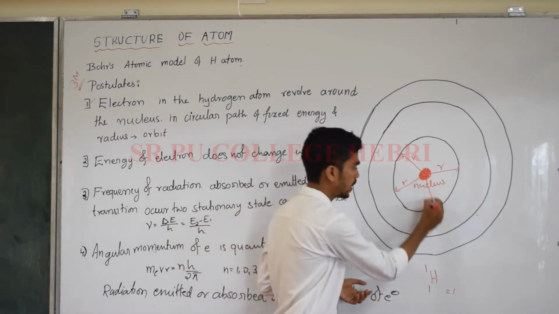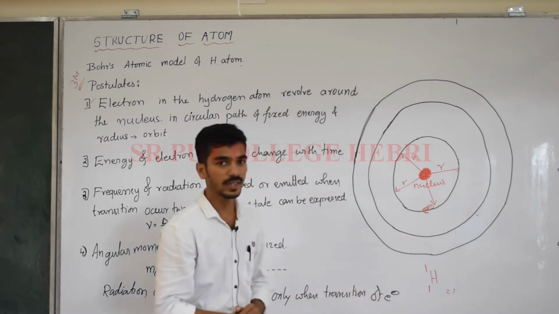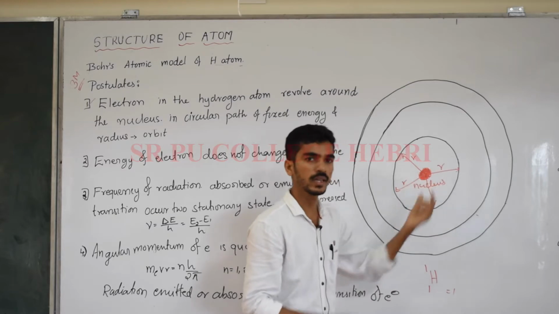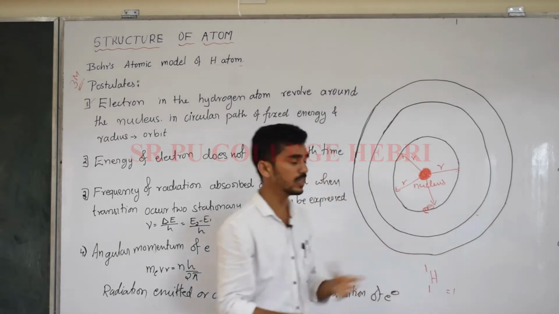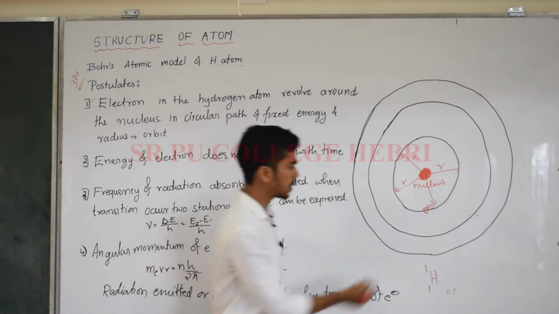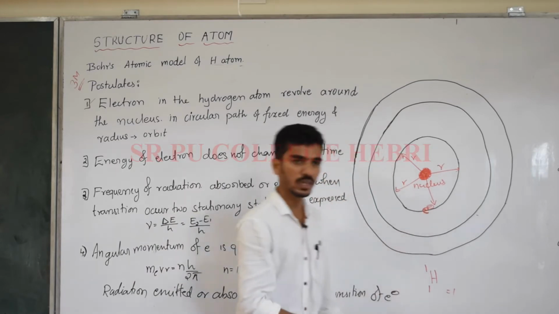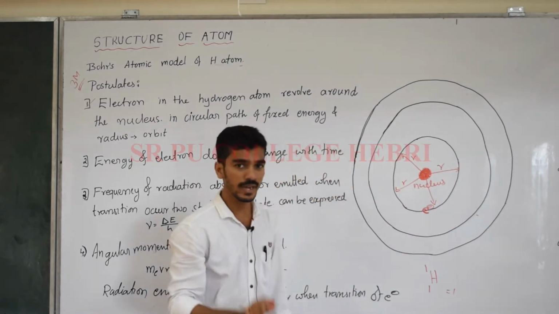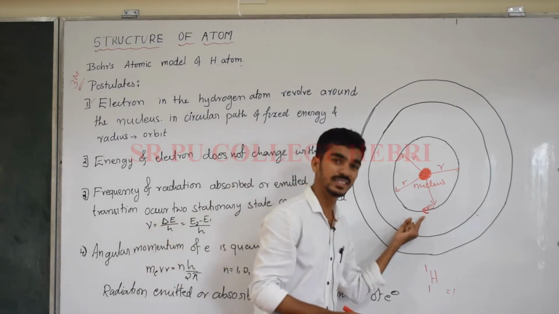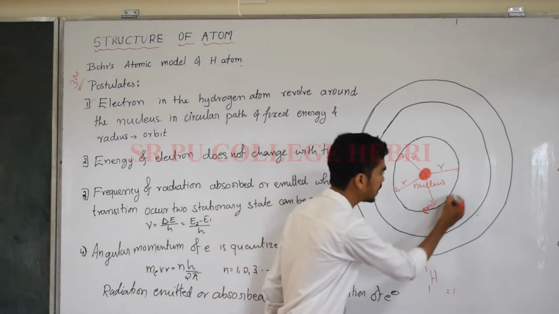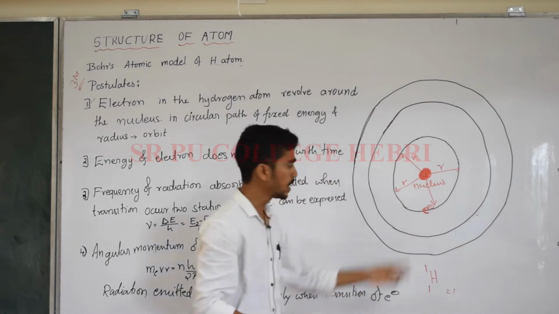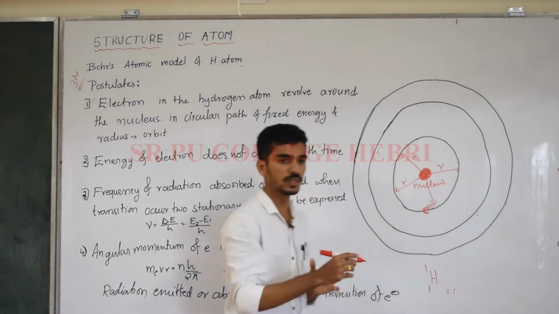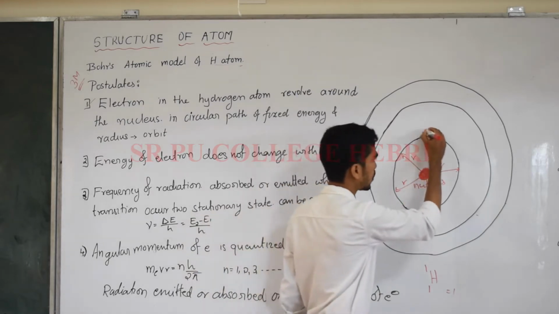Rutherford said that when the electron revolves, it loses energy and collapses into the nucleus. But here Bohr says that the electron of a hydrogen atom revolves around the nucleus with a fixed radius and fixed energy. And this particular path is called what? The electron revolves around the nucleus at a particular distance, and that path is called an orbit.